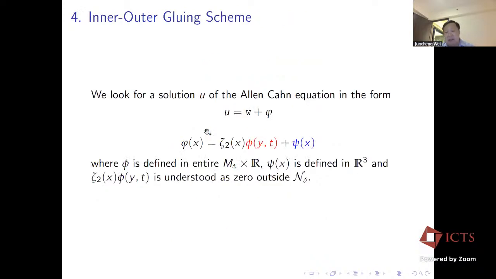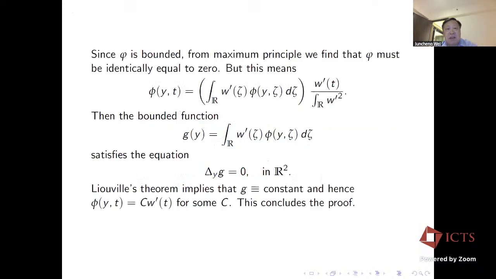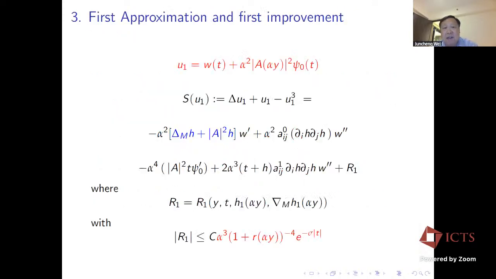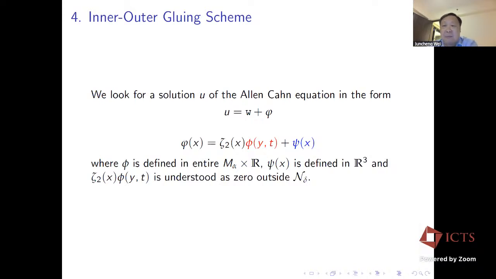All right. So now we have introduced the ansatz, the profile, the Fermi coordinate, and the first approximation. Now we want to find a true solution. Here is the main idea, the inner-outer gluing. We look for a solution of the Allen-Cahn equation in this form, u equals w plus phi, where w is the one we introduced and phi is the error. This is the one we want to find. We decompose this error into two parts.